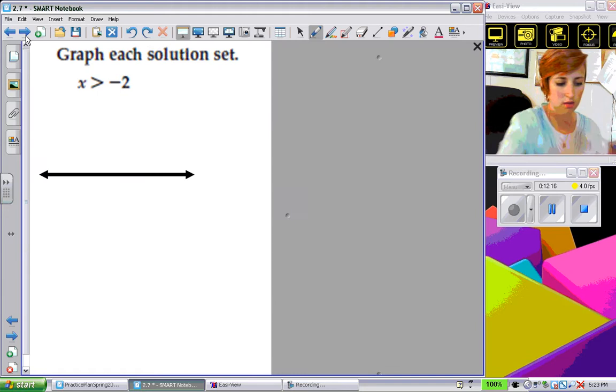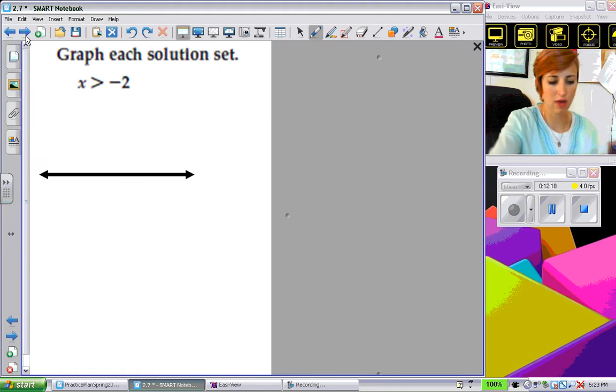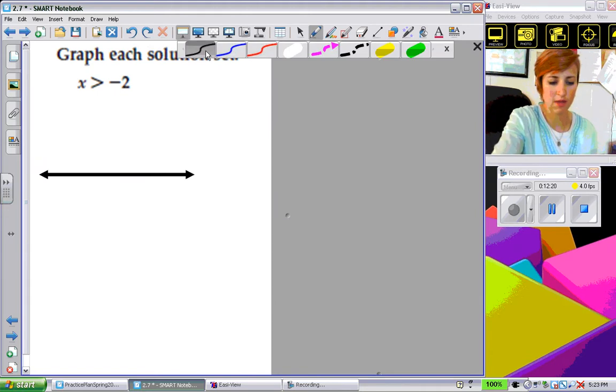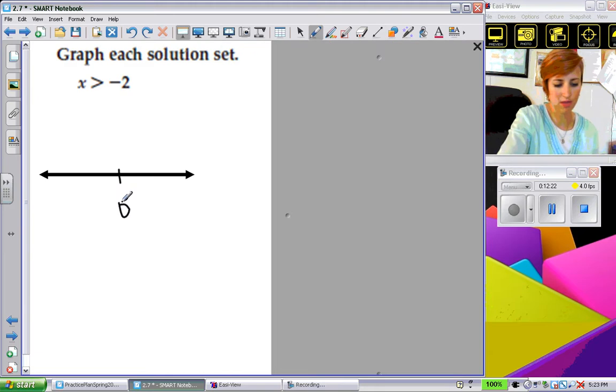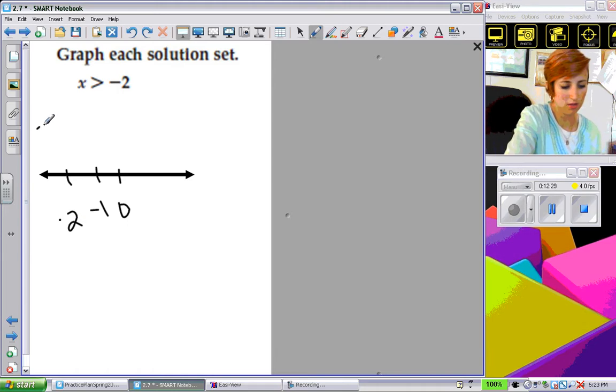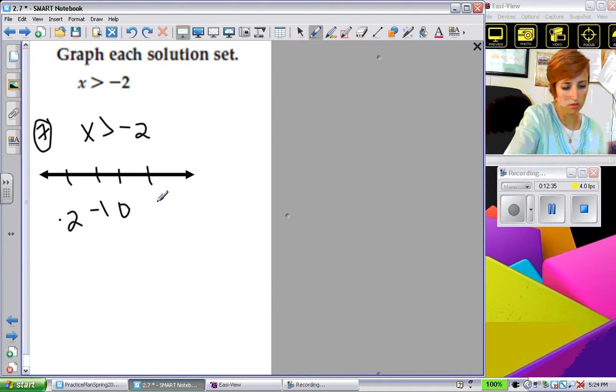Okay. This says to graph each solution set. Now for these number lines, they don't have to be anything too terribly fancy. I'm going to put 0 here, -1, -2. And so this is example 7 for us, and it has x is greater than -2. There we go. Finish up my number line here.